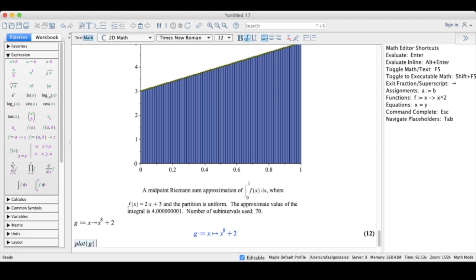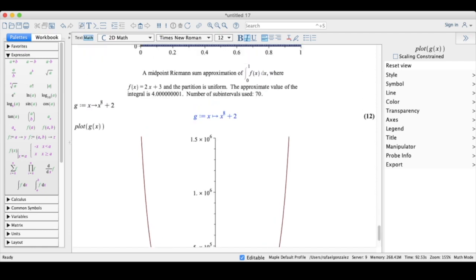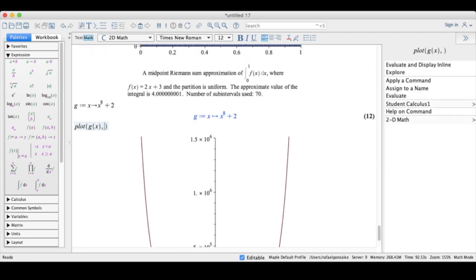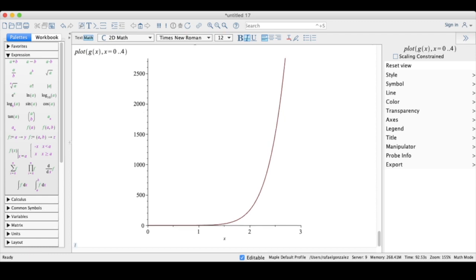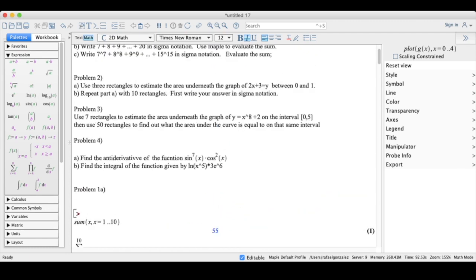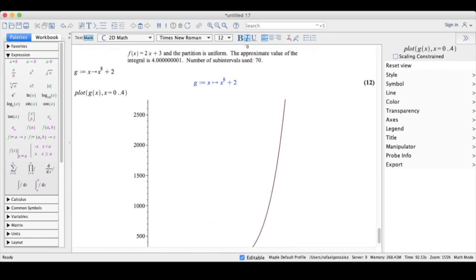So let's plot g of x. So we have what looks like a parabola, at least from afar. So let's zoom in to see how it looks better. So let's go 0, 4. All right, so we have a nice curve from the interval 0, 4. And now we want to go 0, 5 for this, and then we're going to use 50 rectangles to find what this area is. So notice that, let me just go up to 5.